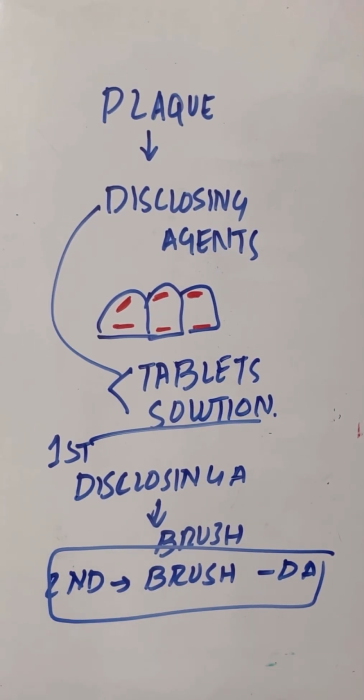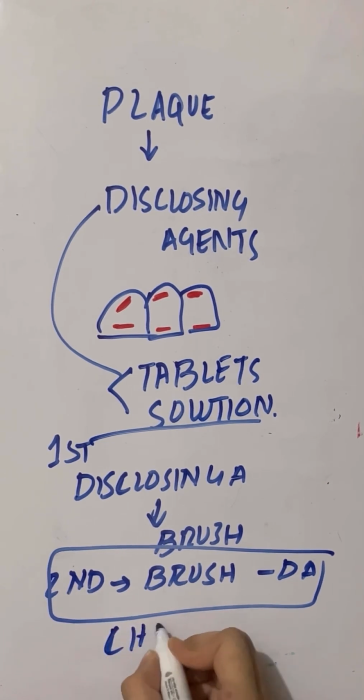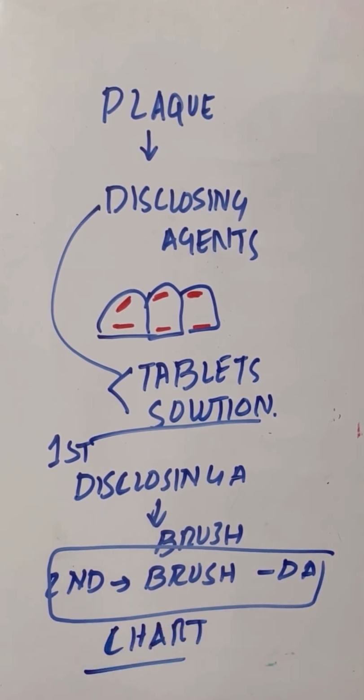The second thing that we use for plaque control is plaque chart. What are plaque charts? Plaque charts help us to monitor the progress of the patient, whether the plaque is being removed or not.